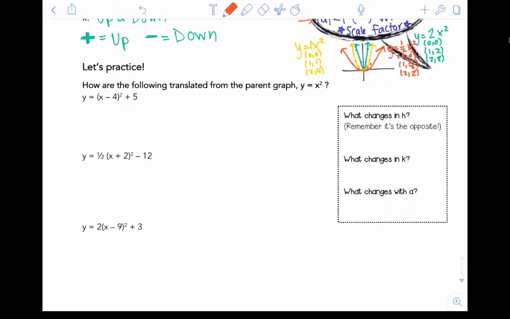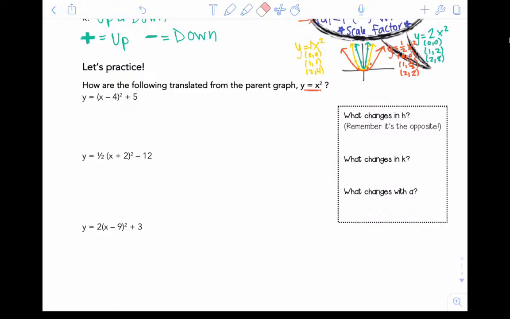When we go through these, we're starting with the parent graph, and we have a new equation. And we're asked how it is translated. So the first thing we need to think is, what changes in x? Remember, it's the opposite with, or sorry, not with x, with h. So left to right. Remember, it's the opposite. What changes with k, and then what changes with a.